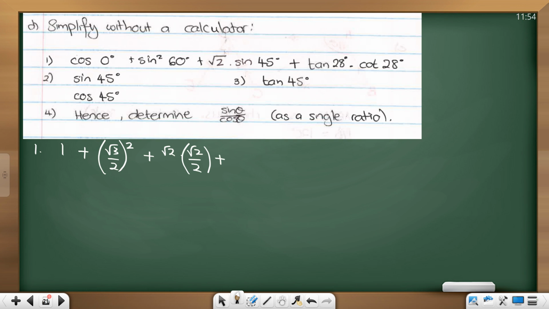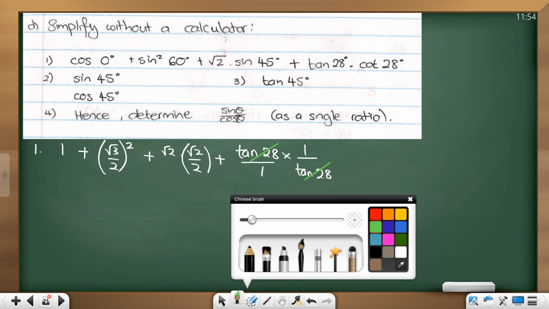Plus tan 28. Beautiful. Love this. It's not a special angle, right? Times cot. What's the third letter? It's a T. What? 1 over tan 28. Does that make sense? Cos, sec, and cosec. What are you using a calculator for? It says without a calculator.